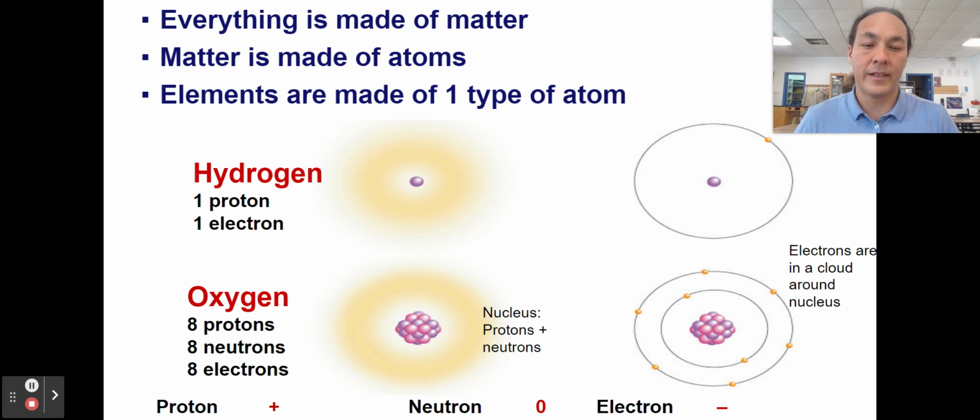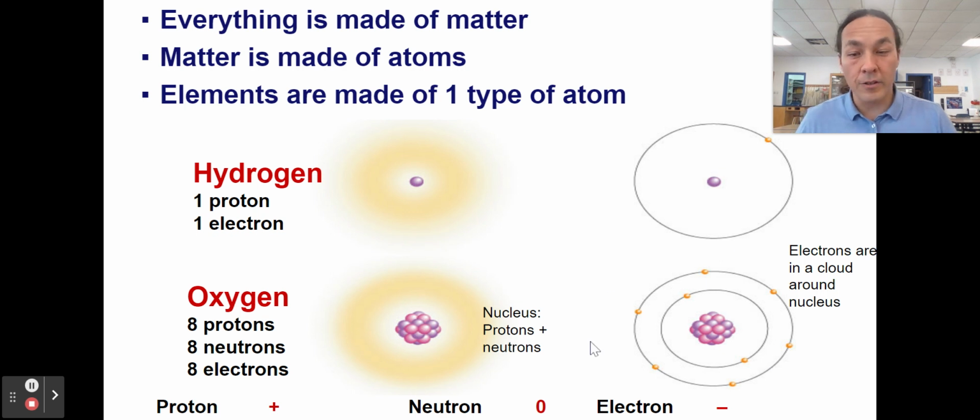So hydrogen is one proton and one electron. The proton is in the middle. It is positively charged. The electron is in an orbital around it. Oxygen has 8 protons and 8 neutrons. Neutrons have no charge. Protons have a positive charge, and electrons have a negative charge.